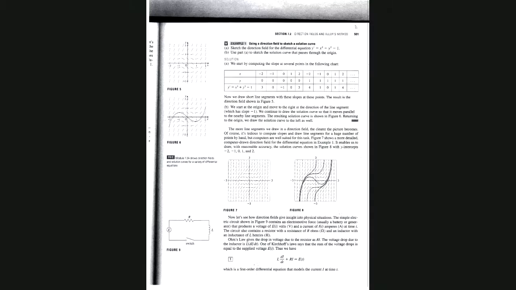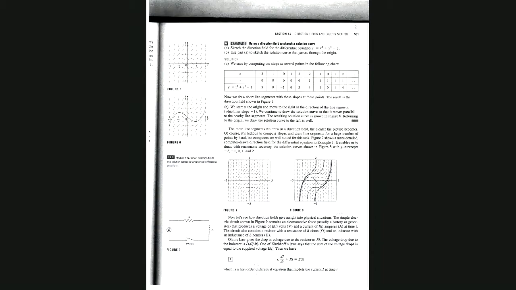So they give an example here using a direction field to sketch a solution curve. This is in your ebook, and they say sketch the direction field for the differential equation y prime equals x squared plus y squared minus 1. So what they do is they pick a lot of xy coordinates and compute the derivative at every point. They pick enough so that they're able to get enough slopes so they can draw the direction field.